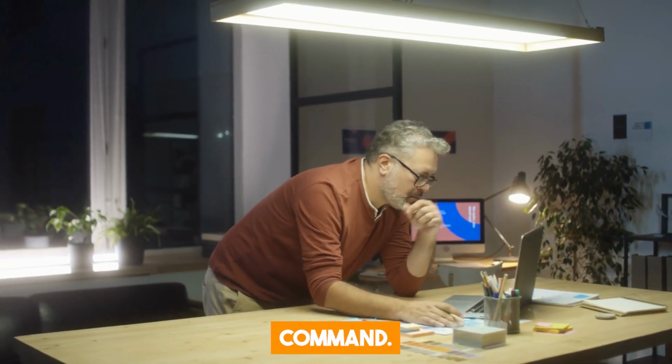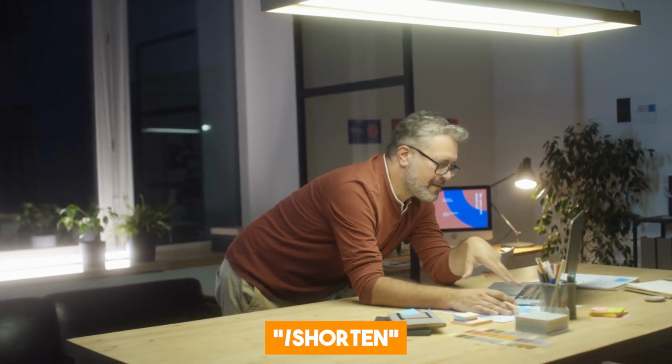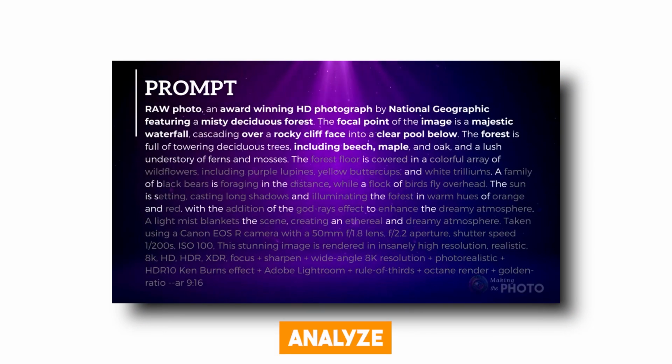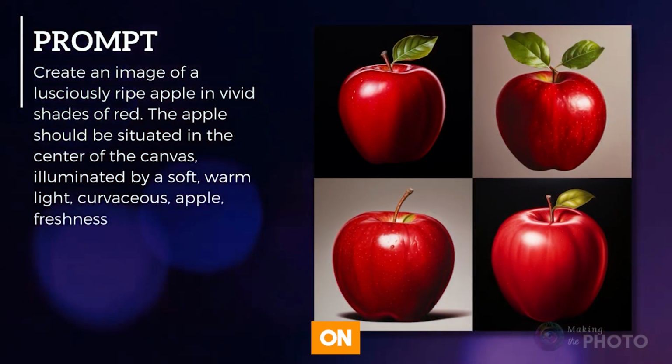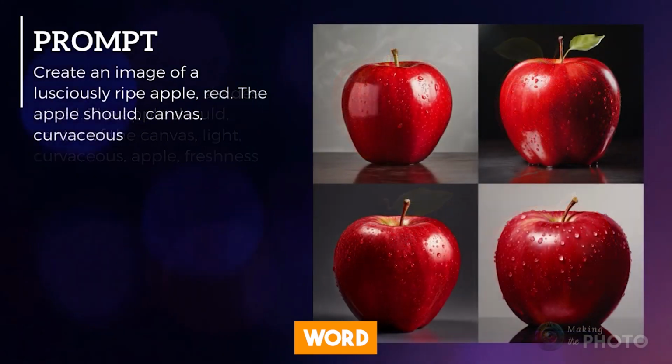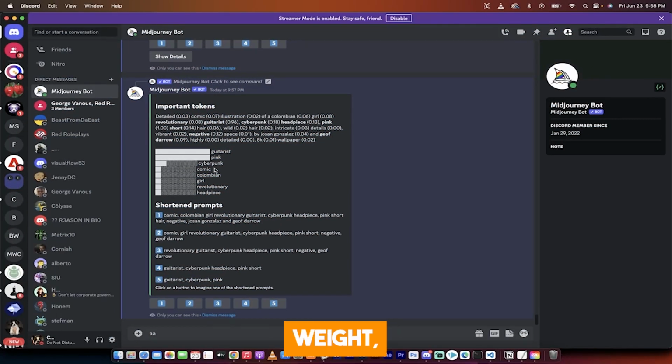To use the shorten command, simply type /shorten followed by your prompt. Midjourney will then analyze your prompts and suggest a few shortened versions. You can also click on Show Details to view a more detailed analysis of each word in your prompt, including its weight, which indicates how important Midjourney considers the word to be.